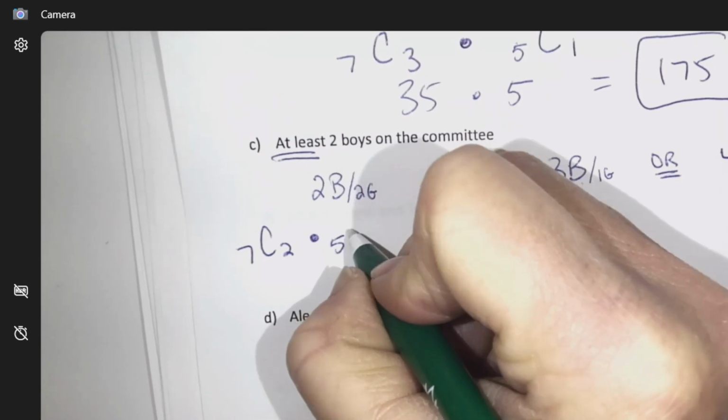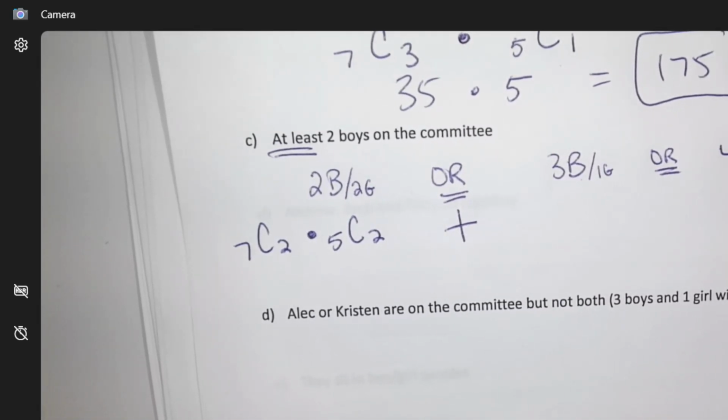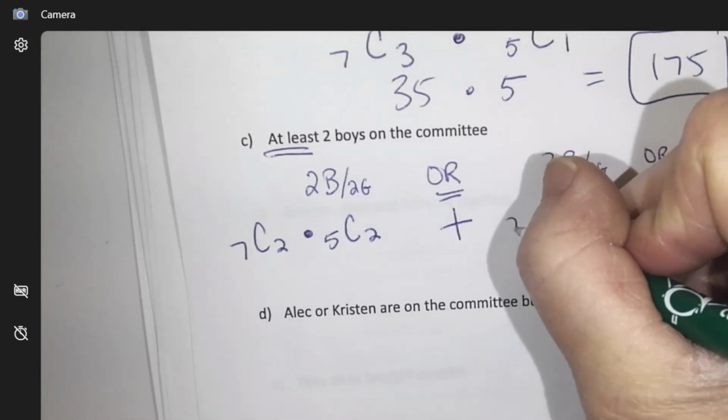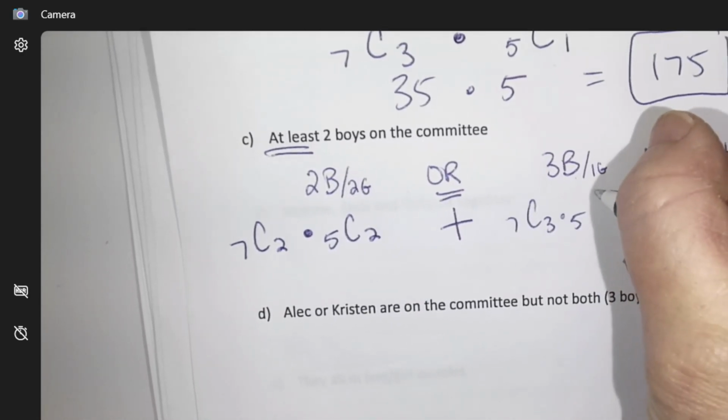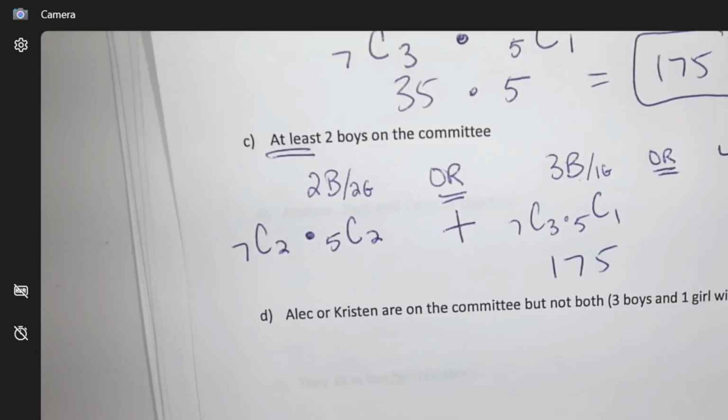And there's 5 girls, and I'm going to choose 2 of them. The word or is a separate situation, so I'm going to add it. So the word and, you multiply. The word or means to add. So this one I'm just going to copy down from above, because that's the one we just did. So I already knew what that one was all about.